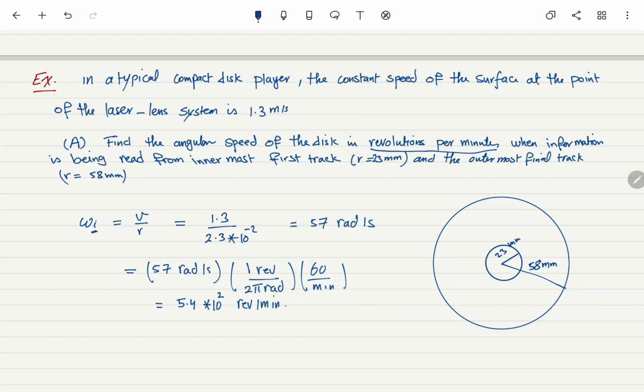Now for the outermost track, omega final is equal to V over R, same rule as before, equal to 1.3 meter per second divided by 5.8 times 10 to the power minus 2 meters, or 22 rad per second. We just convert this one as we did in this one here, so it's equal to 2.1 times 10 to the power 2 revolutions per minute.